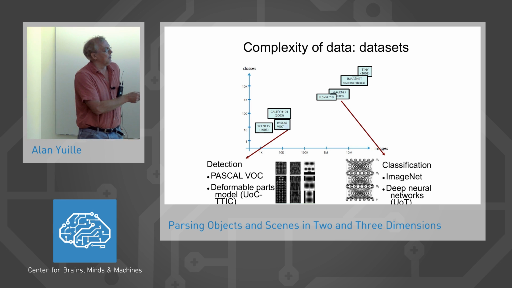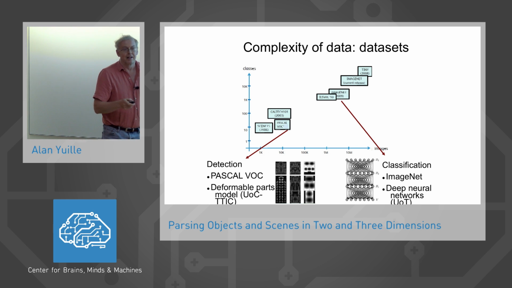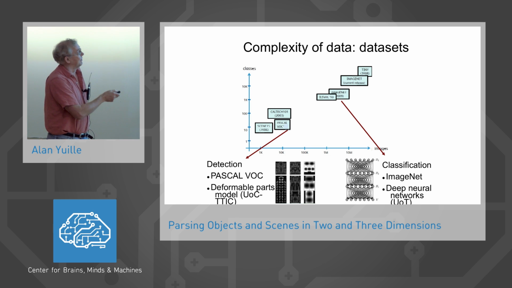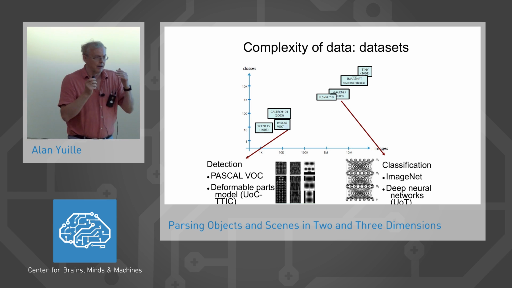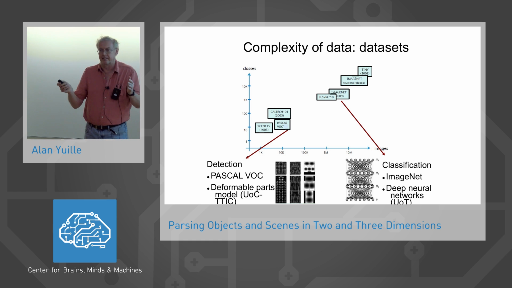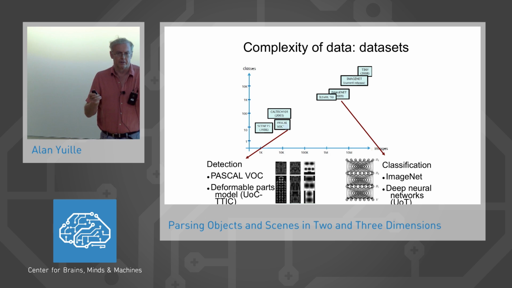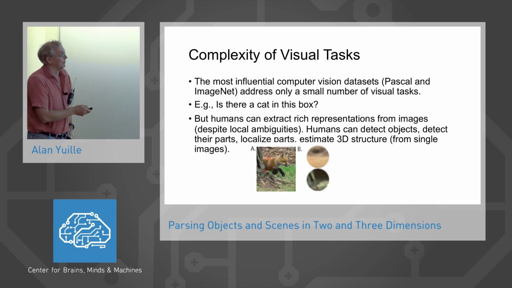So here in PASCAL, you'd be looking at trying to distinguish between 20 different types of objects. Okay, there are far more of those in the world. ImageNet will go up to far larger numbers of classes. But still, the axis here is only about the number of them, and only about the task of doing this detection of saying whether there is a cat in a box or not, rather than dealing with this issue of what the cat might be doing. So only a small number of visual tasks, cat in the box.